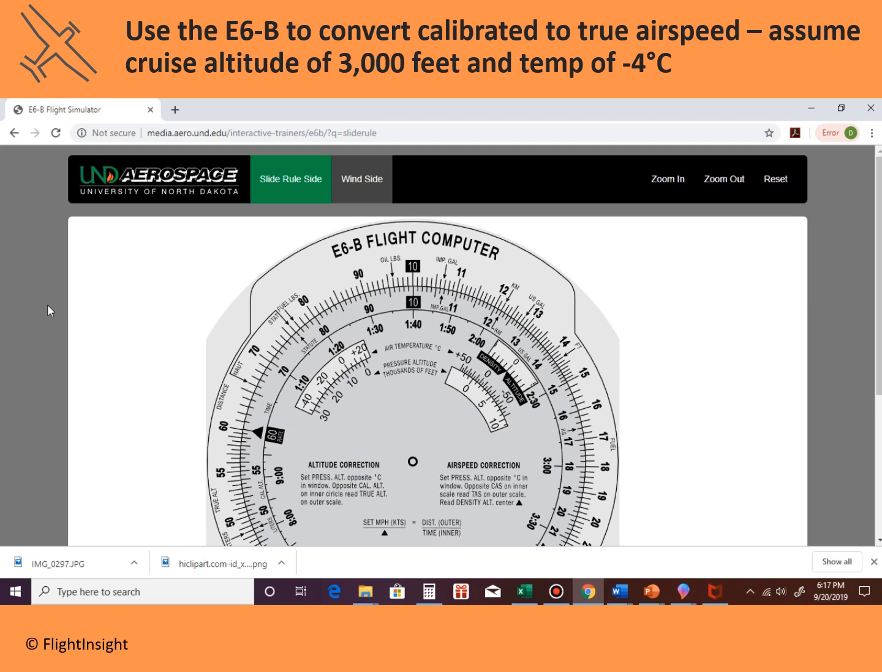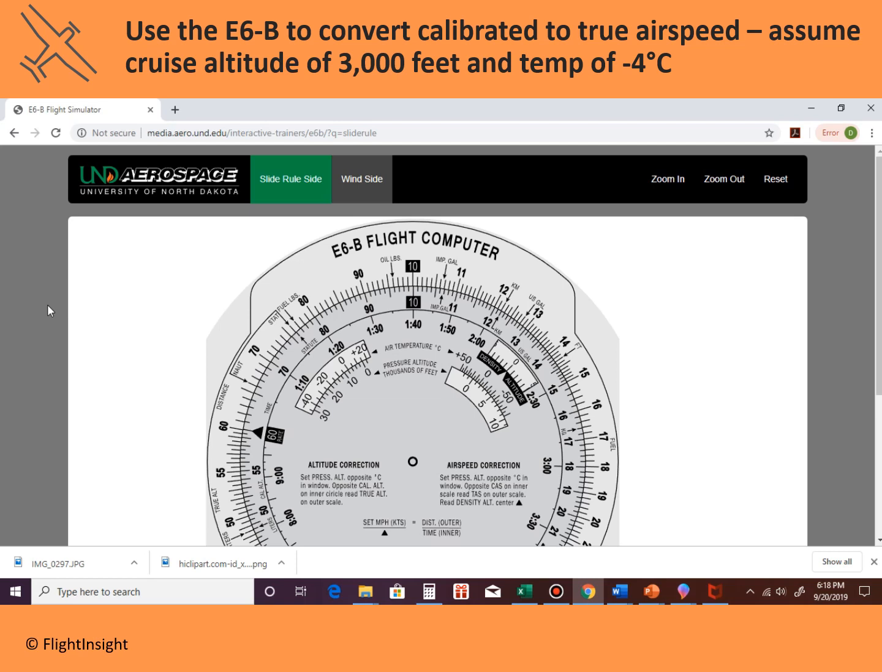So this is the slide rule side of the E6-B. What we want to do is take our calibrated airspeed, which we found out to be 98 before from looking at the POH, and figure out what our true airspeed is. Remember from our performance course that we talked about the difference between what the airspeed indicator says you're doing and what you're actually doing through the air.